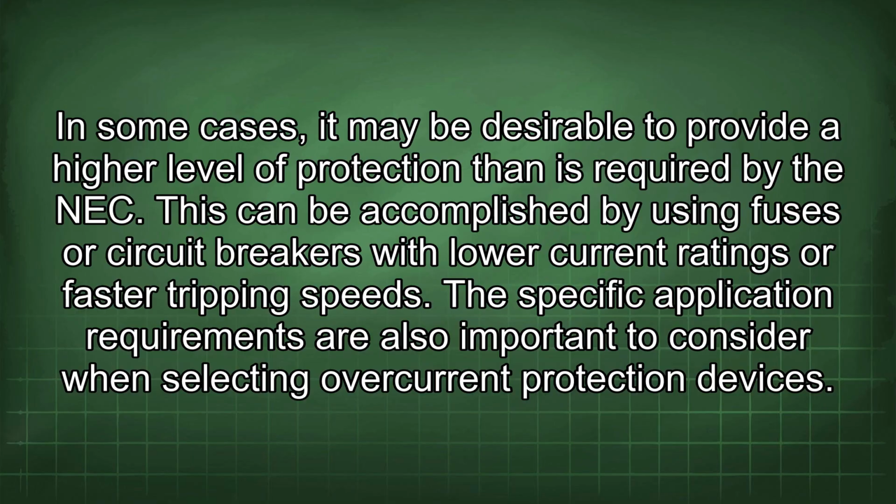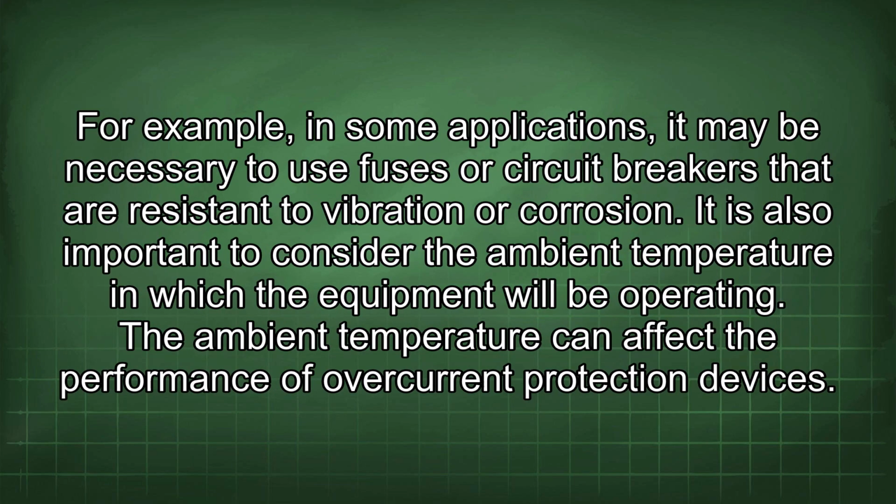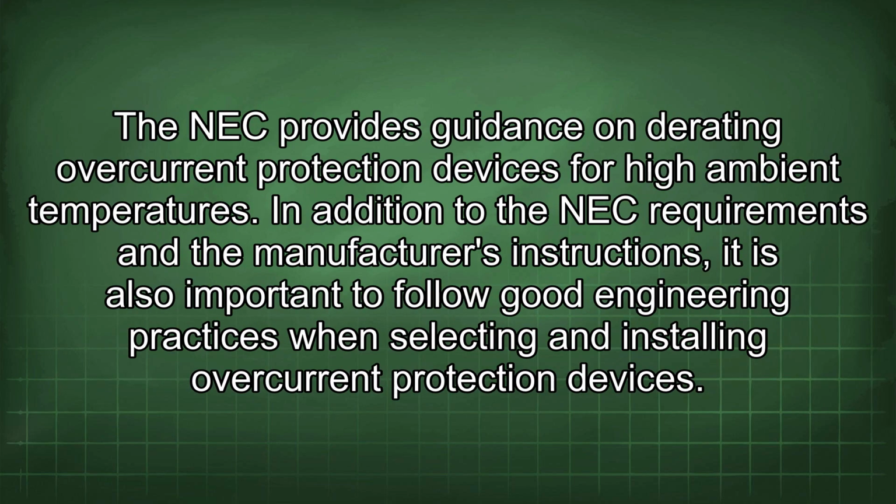The specific application requirements are also important to consider when selecting overcurrent protection devices. For example, in some applications, it may be necessary to use fuses or circuit breakers that are resistant to vibration or corrosion. It is also important to consider the ambient temperature in which the equipment will be operating. The ambient temperature can affect the performance of overcurrent protection devices. The NEC provides guidance on derating overcurrent protection devices for high ambient temperatures.